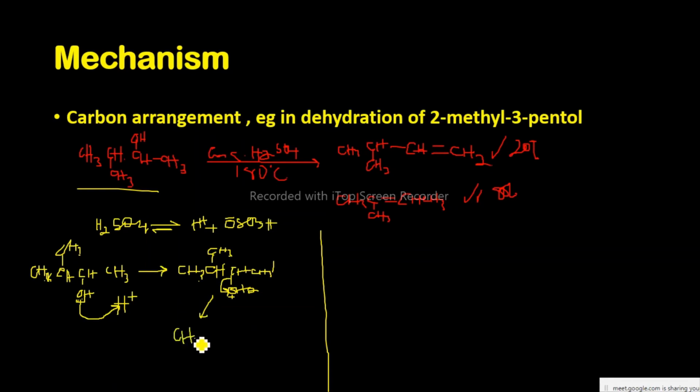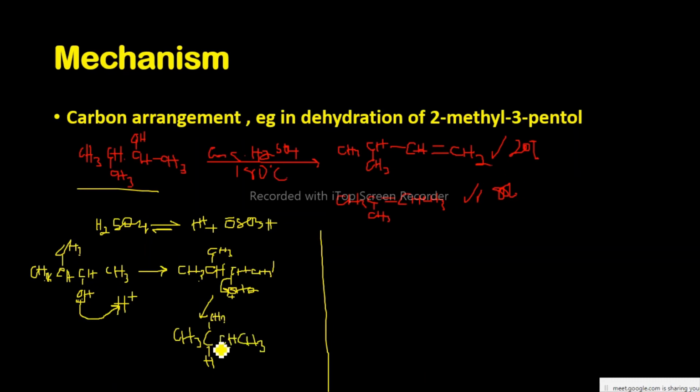So what you form is CH3, then C, with your methyl group here and your hydrogen here, then CH, then CH3. Now this is where the science is, and the science is simple. There is a plus here.